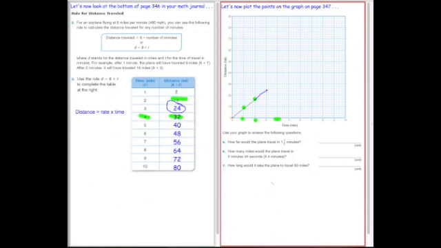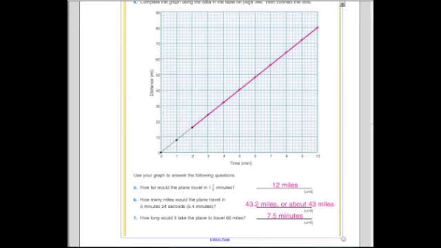Okay, you've completed these and you're ready to move on. Here's your answer for the graph and the questions below. If you had any questions, please be sure to raise your hand and ask for help.